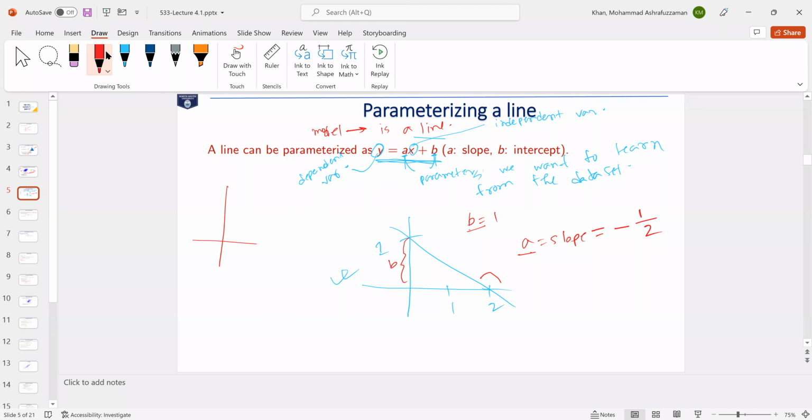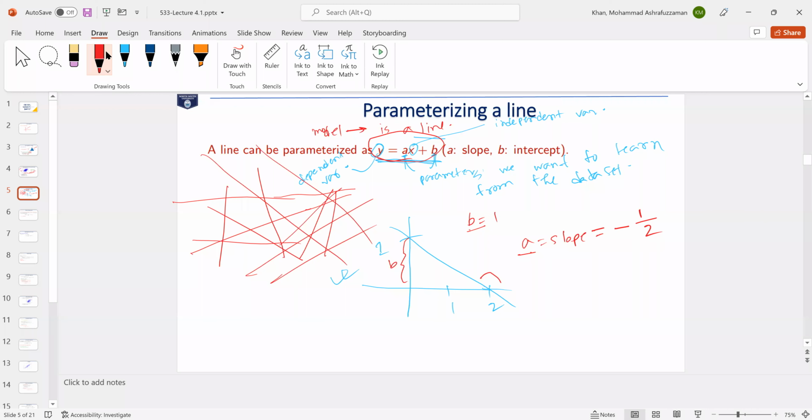Based on the values of A and B, we'll get many different lines. With this model, we can find any of these lines. Whatever trend is present in our data set, if it can be interpreted by a straight line, we can do that. That's why we say we are parameterizing a line. We just want to parameterize the line.